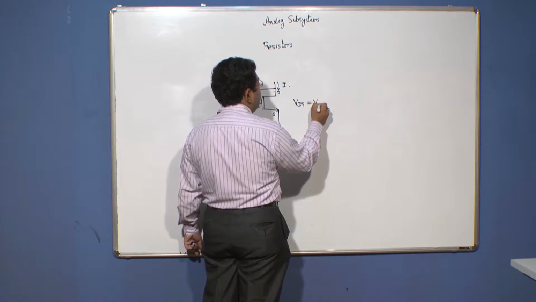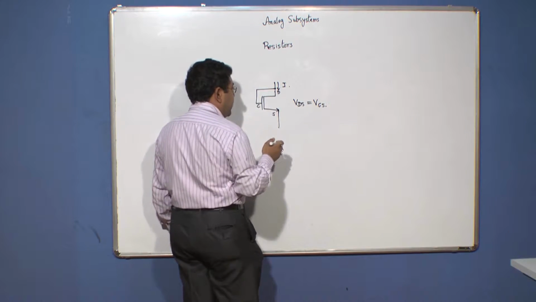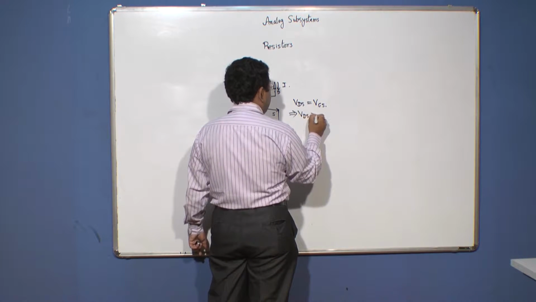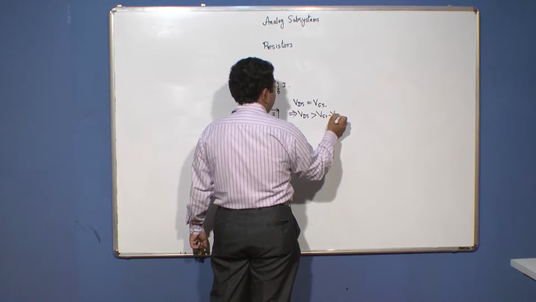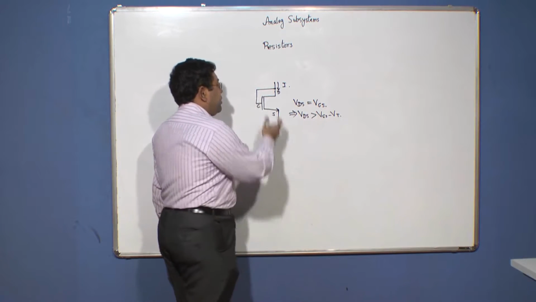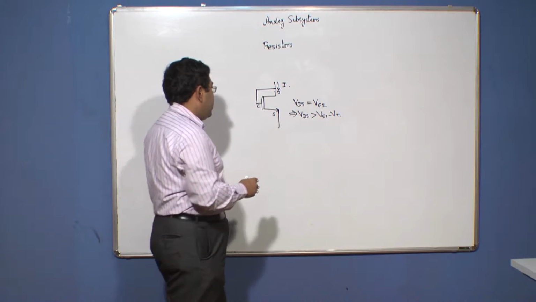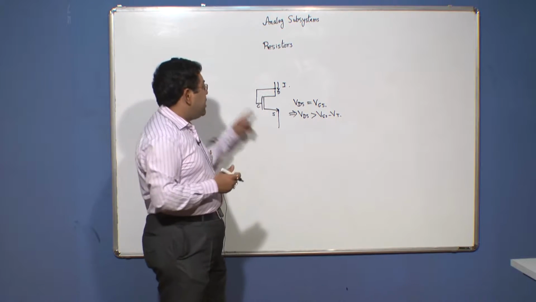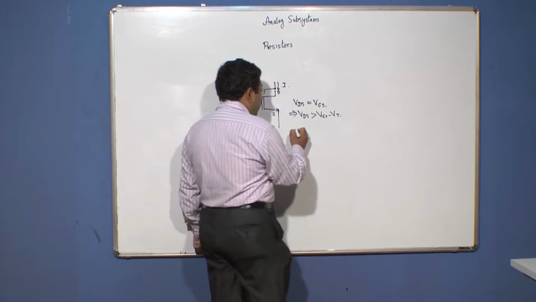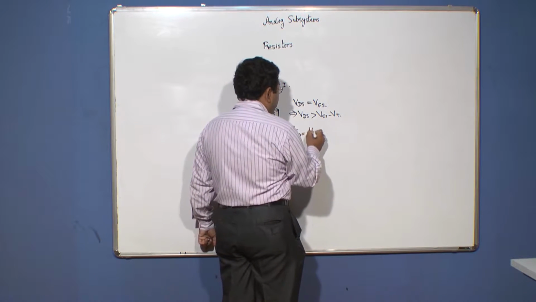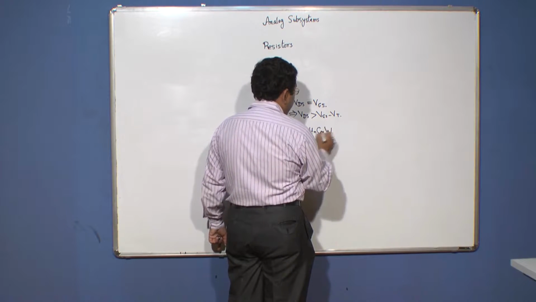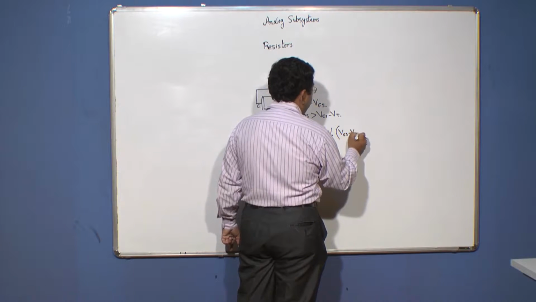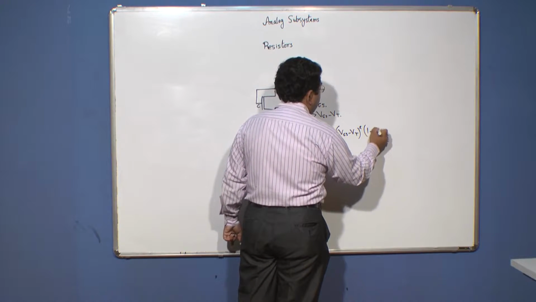So, we have VDS equal to VGS, since we are shorting the drain and the gate, which implies VDS is greater than VGS minus VT, and this means this transistor is operating in the saturation region. Therefore, the drain current for this circuit is given by ID equals mu n CoX W by 2L, (VGS minus VT) whole square, into (1 plus lambda VDS).